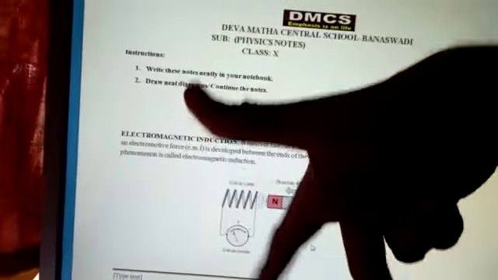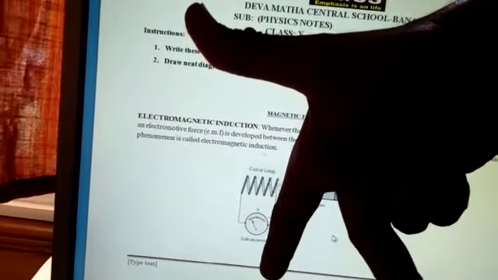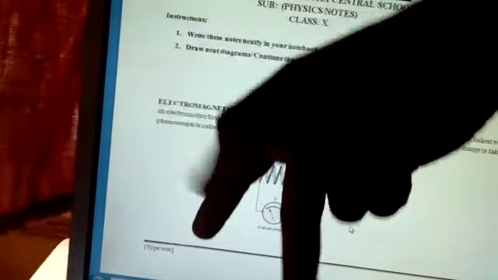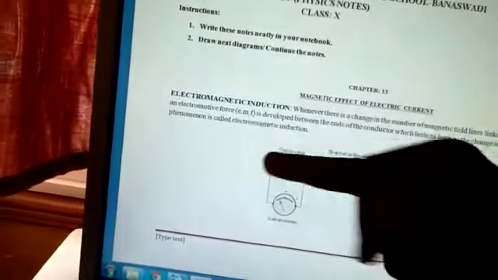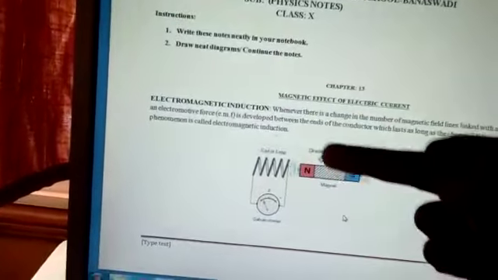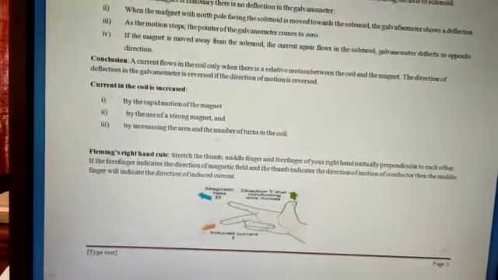Just hold in this manner. This is the direction of the current, and below is the magnetic field. The middle finger shows the direction of the current. It is the same as this.